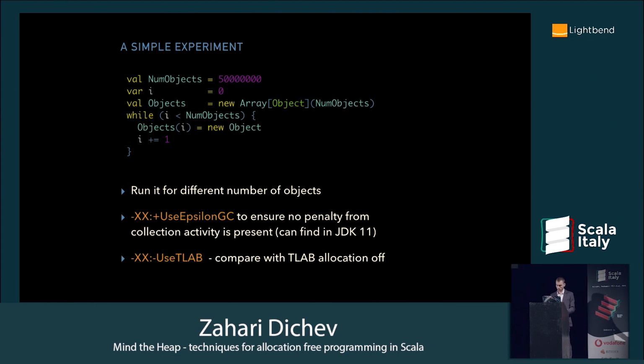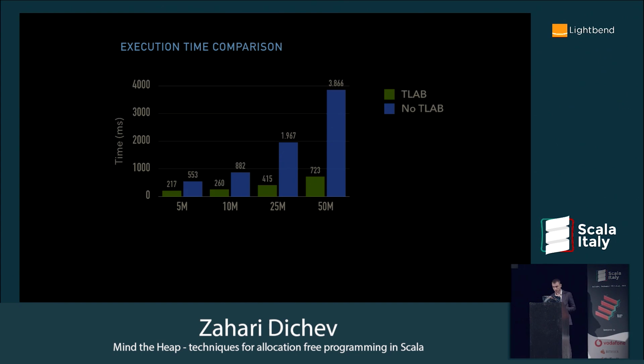And if you do that for a range of different numbers of objects, and you benchmark that, you quickly see that there is a significant performance difference between the case when you're running with TLABs enabled and without TLABs, right? And this just tells you how much machinery there is to make allocation more efficient.